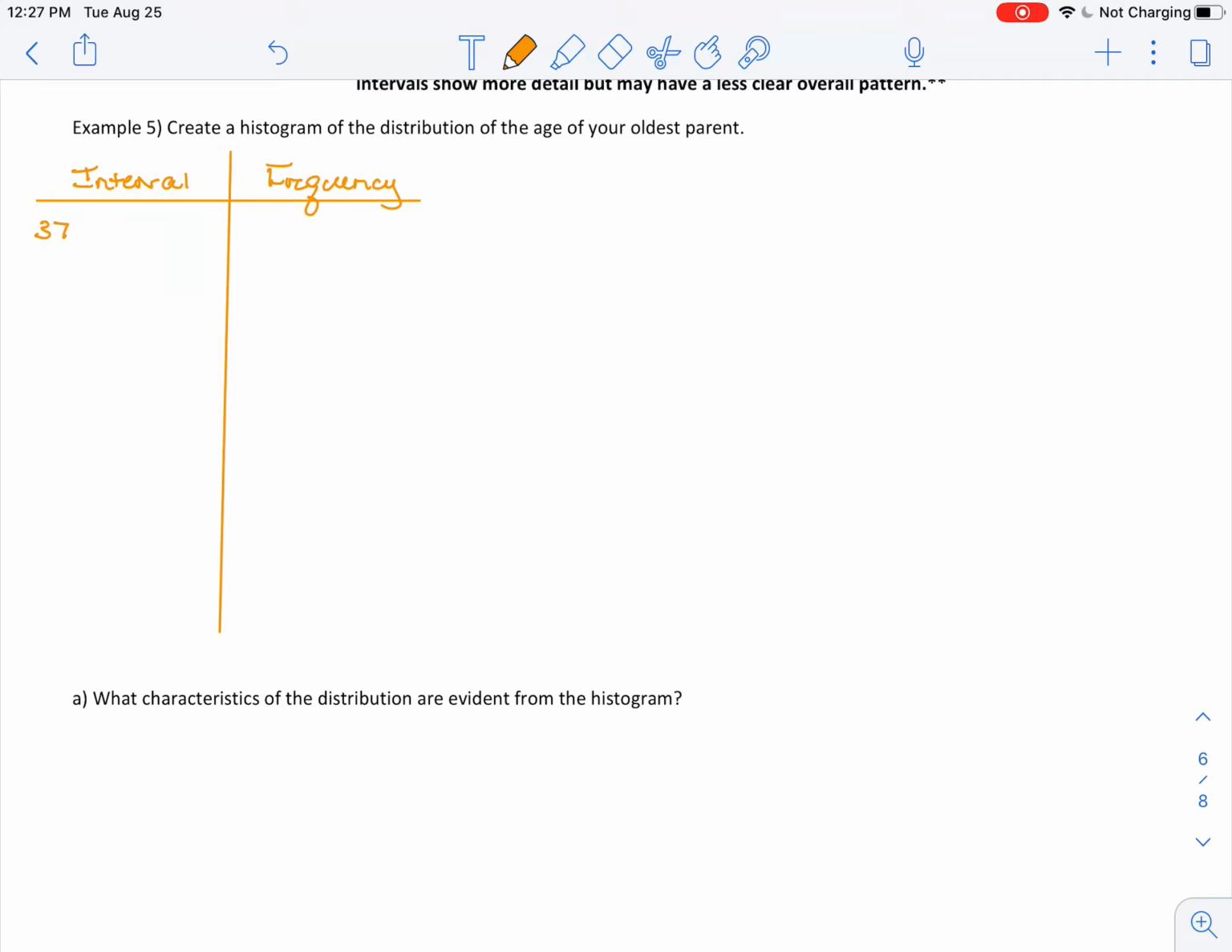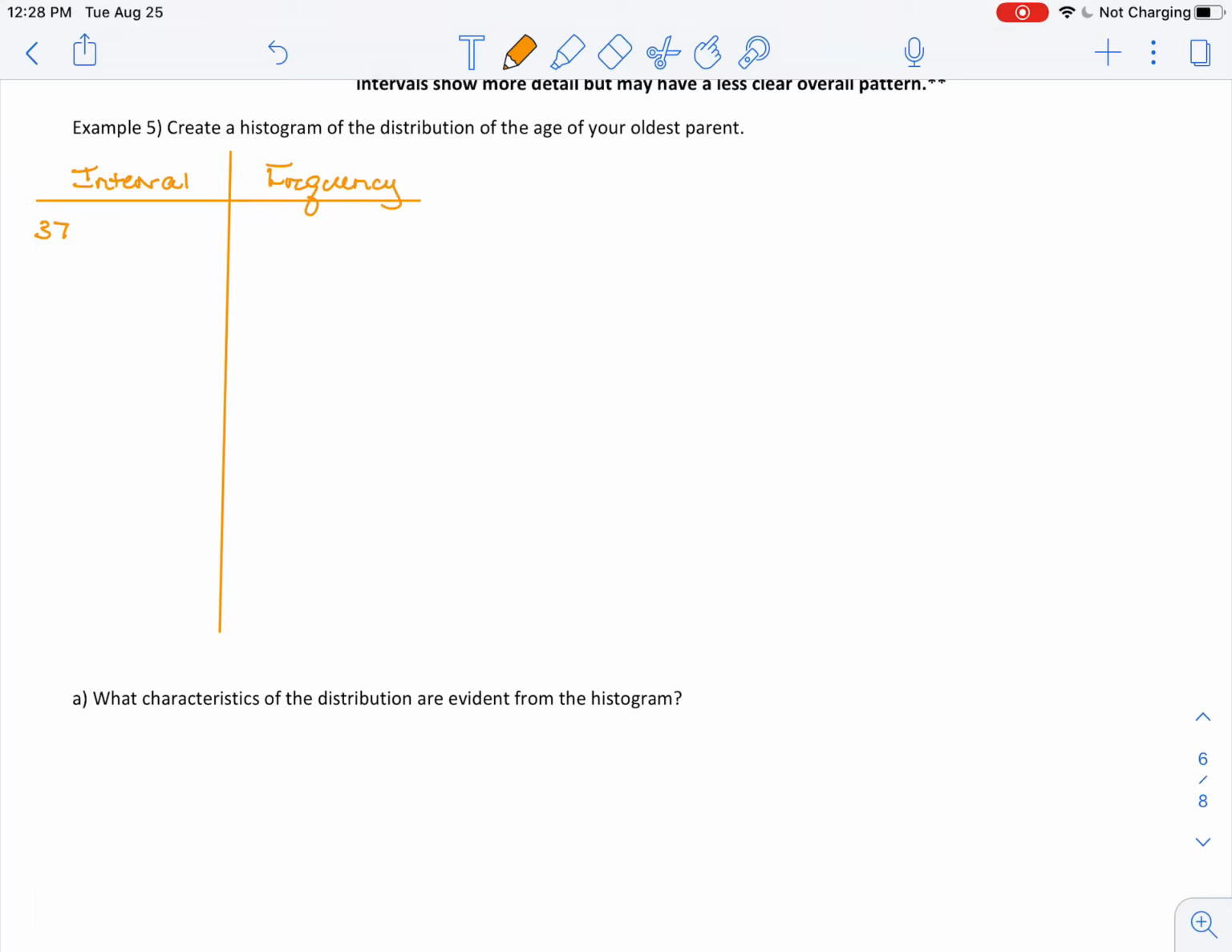And I know the oldest parent was 60. So I need to essentially take that spread of my data and chop it into 6 equal parts. So I'm just going to do 60 minus 37 to find out how spread out it is, which is 23. And I'm going to chop that into 6 parts by dividing by 6. Now I'm going to get a decimal, 3.8. Always round up for that. Even if you get a whole number, you should round up just to make sure you have all the space you need to see your data.